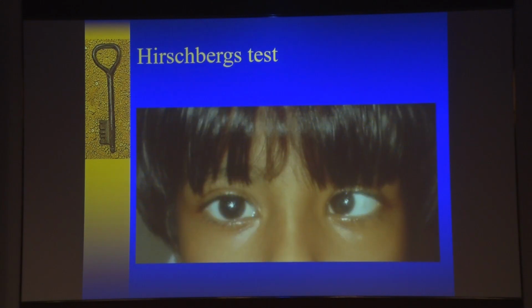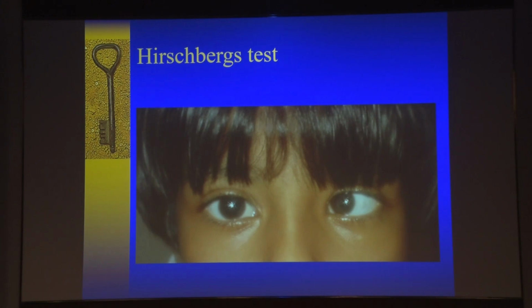So that's a Hirschberg test, just shining a light, looking at the corneal reflex. And in your undergrad also, you would know, center of the pupil, 0 degrees, at the edge of the pupil, 15, 30, and 45, okay? So when do you do this, actually?